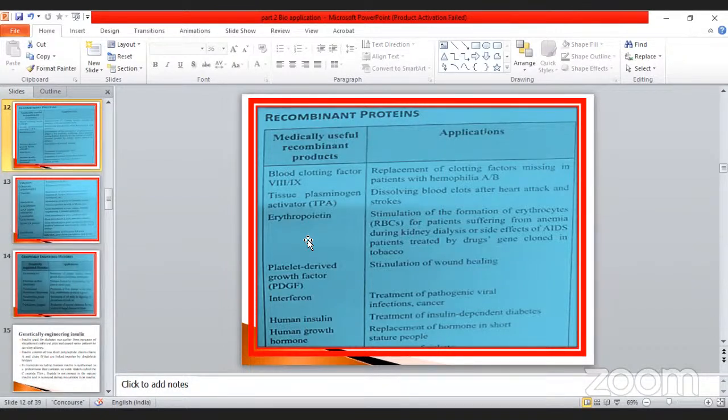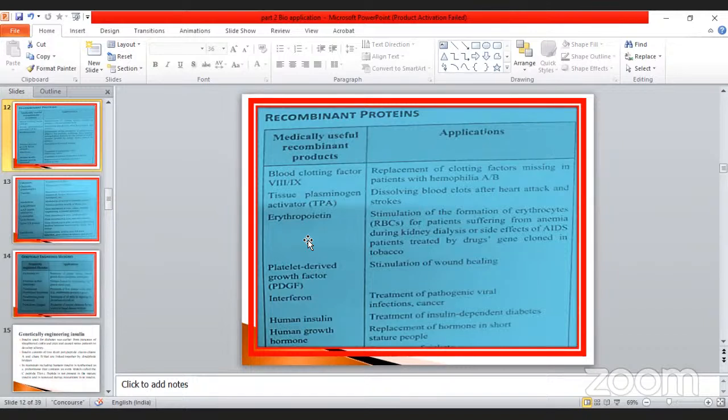So this is one of the recombinant protein molecules isolated in the laboratory by genetic engineering and biotechnology. What are the diseases? First one is anemia during kidney dialysis, because the kidney is not properly functioning. Already you know about that in zoology, isn't it? And also it is a side effect in AIDS patients treated by drugs. And one more is the gene cloned in the tobacco. These are the 3 points, very, very important, my dear.